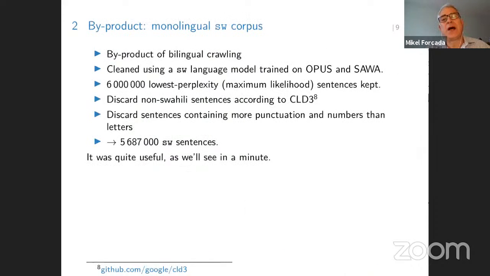So a nice byproduct of this was that we also collected a monolingual Swahili corpus, which we cleaned using a language model that was trained on Opus corpora and on SAWA. And we just selected the 6 million lowest perplexity or maximum likelihood sentences. We discarded the rest. And we also discarded sentences that were not Swahili according to version 3 of the Common Language Detector. And also those sentences that contain more punctuation and numbers than letters. We didn't throw away so many, so we have a nice corpus of about 5.5 million Swahili sentences, and it was quite useful, as we'll see in a minute.